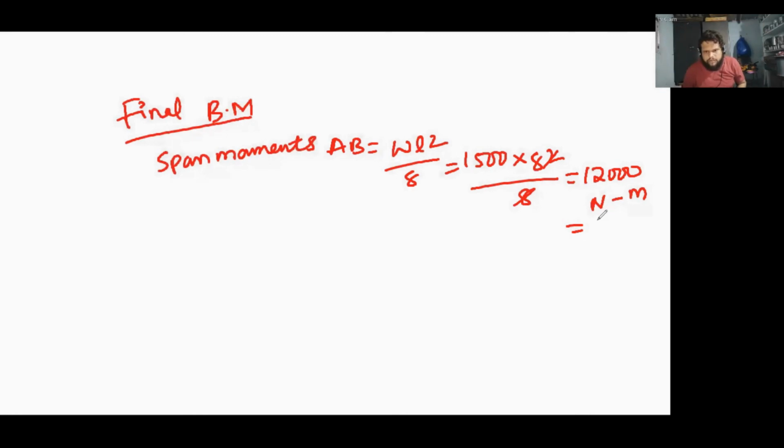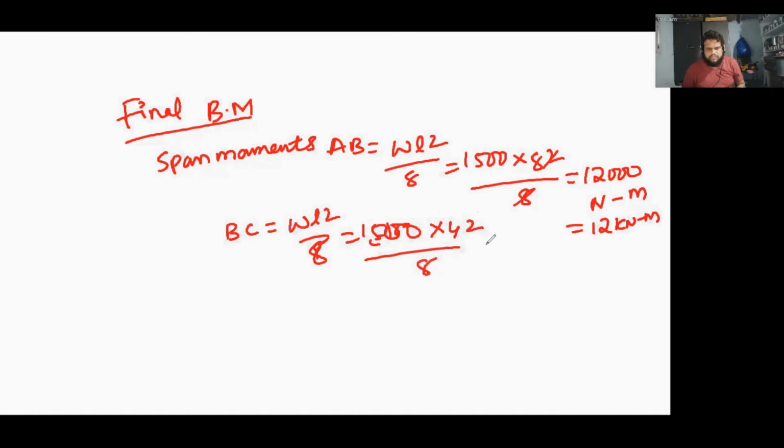1200, 12,000. Okay. So this is now 12 kilonewton meter. Okay. Next, for the BC span, again, it is WL square by 8. So there W is also same 1500, but length is different. What is length over there? Length is 4 square, that is 8. So 16 by 8 is 2. So this will become 3000 Newton meter. I will write it as 3 kilonewton meter.